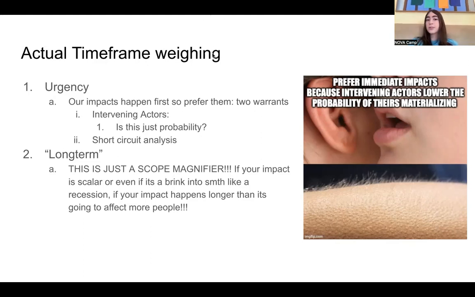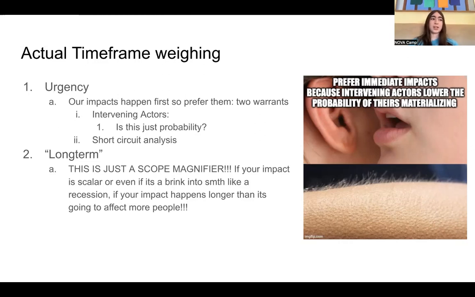The stronger way you do this weighing is when you're actually making it even more warranted. You can say, prefer our impact because it happens immediately. You're not going to have these intervening actors on their side. And then you can give examples of what those intervening actors might be. I think that's stronger, but obviously you need to have a little bit of preparation in order to do that, or you need to have a lot of good background knowledge. So there are two ways you can do this weighing.